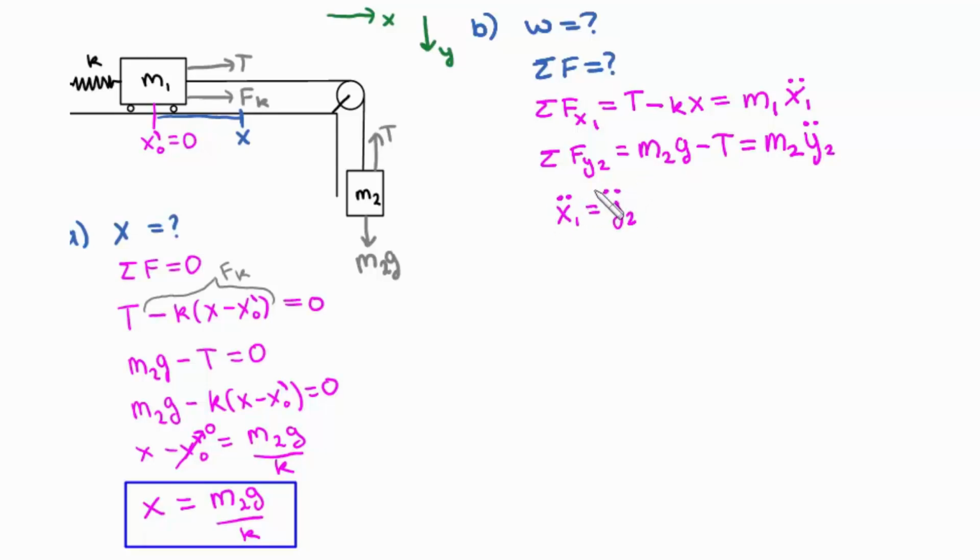Now what we can do is join up our two equations. As we can see, our T's cancel out, and because my x1 double dot and my y2 double dot are equal, I can write that I have m2g minus kx, and this is going to be equal to m1 plus m2, multiplied by x1 double dot. They're being multiplied by the same thing.